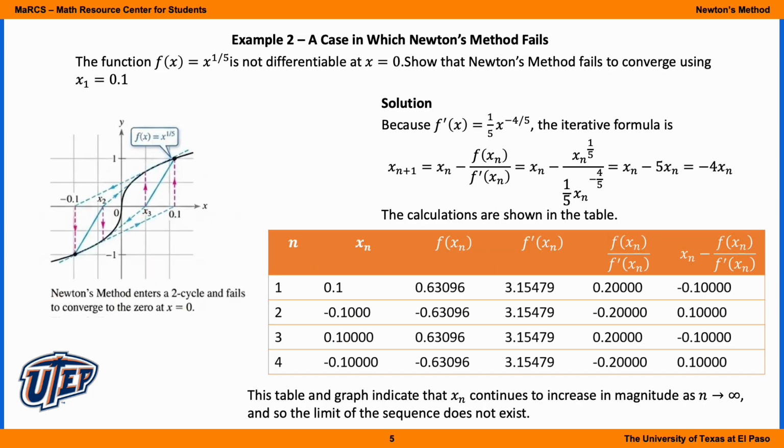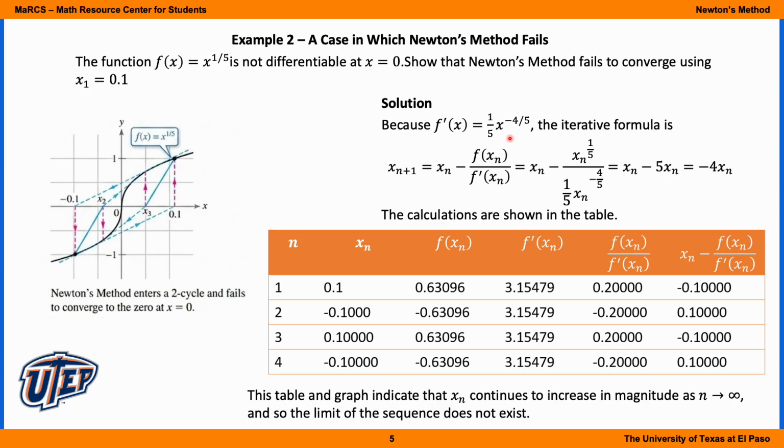Now here's an example in which Newton's method fails. We have the function f of x, which is equal to x to the power of 1 over 5, and it is not differentiable at x is equal to 0. We need to show that Newton's method will fail to converge using our first approximation x1 equal to 0.1. First we take the first derivative of f of x, and that is equal to 1 over 5 times x to the power of negative 4 over 5.